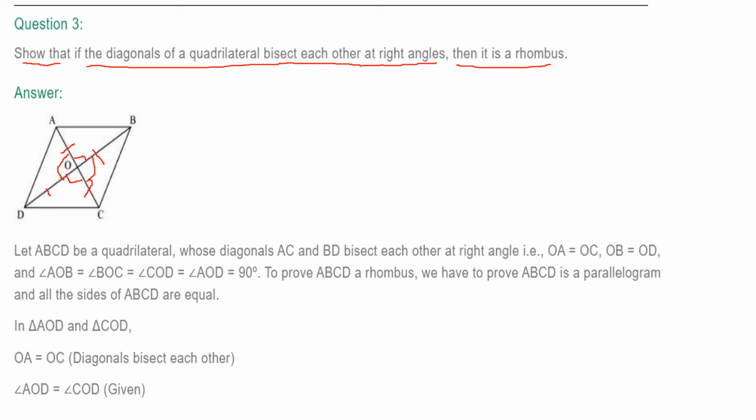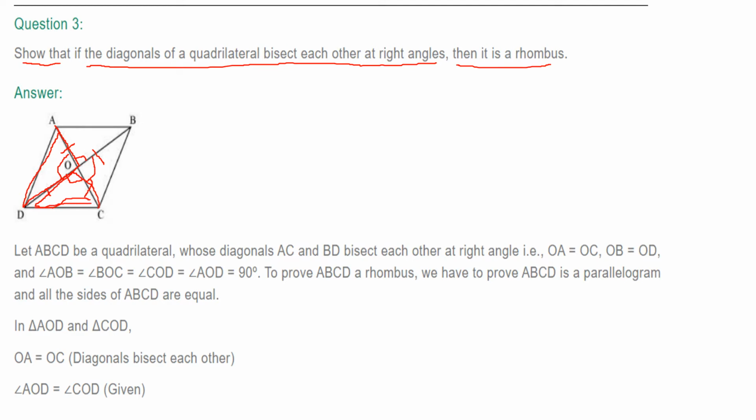So what you have to prove? You have to prove it a rhombus, right? So what you will do, students? Simply you will prove the triangles congruent. First of all, just select the triangle. First of all, go in triangle AOD and triangle COD. Okay. Just do the congruency of both these triangles.